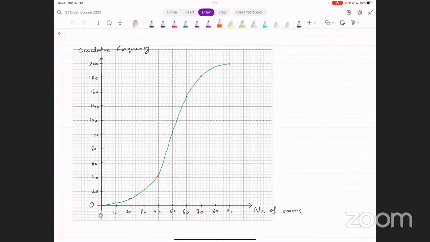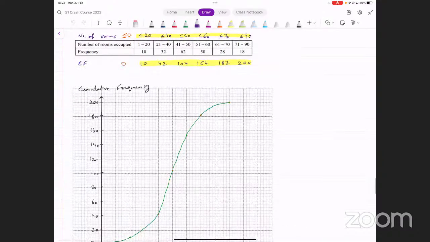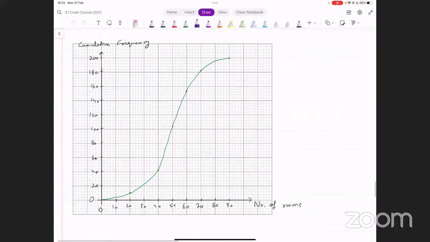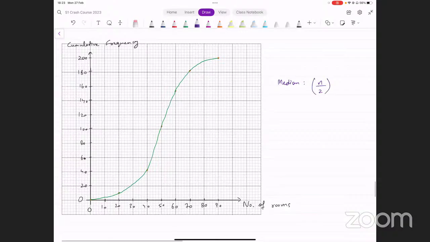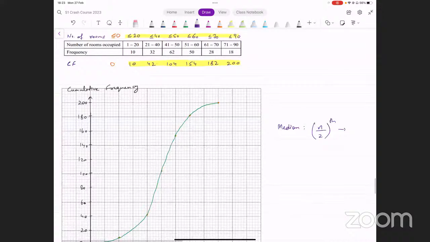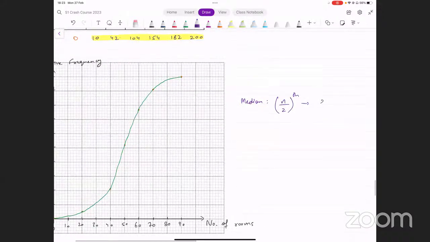Now, using this curve, you can do a number of different calculations if you had to. For instance, you can find the median of these values. You can estimate the median of these values. How would you do that? Median is given by the n over 2th value. Remember, in grouped data or from a cumulative frequency curve, we calculate the median using n over 2. What's the total number of values? 200. So we could say 200 over 2, that's the 100th value. The 100th value is going to give you the median.